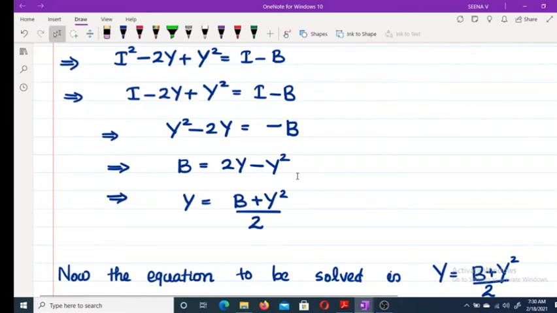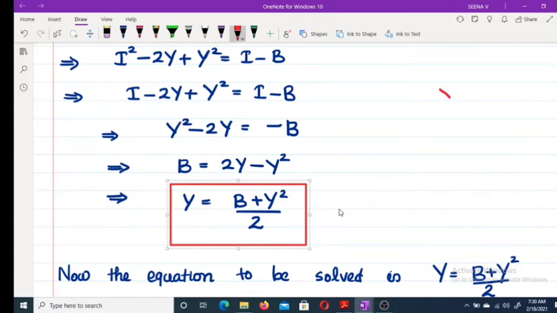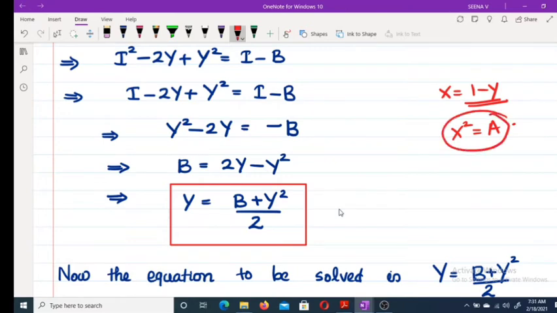You must note that if there exists a y such that y is equal to B plus y squared by 2, then x equal to I minus y is a solution of the equation x squared equal to A.